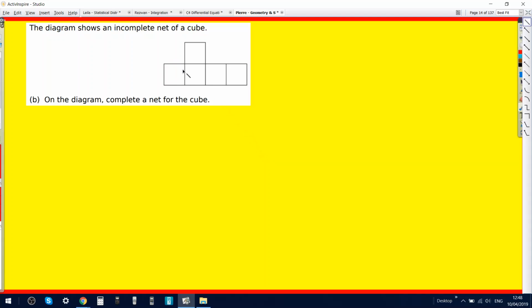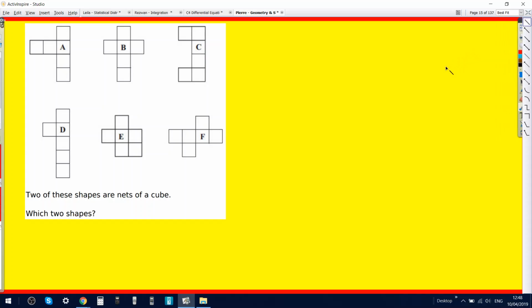If this was to fold in like that, where could the last one go? So. Would it be the bottom, like the second? That one? Yeah. Well done. That's it. And so when you fold those, that makes a cube, and that's called a net. Okay. Yeah.